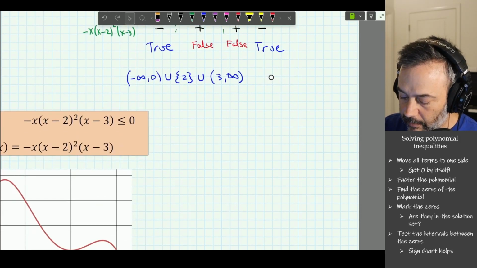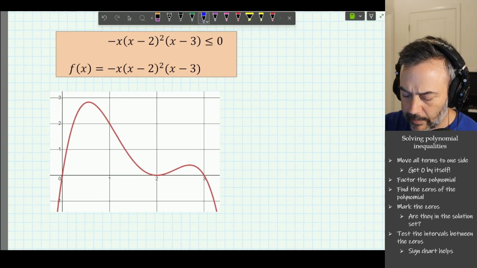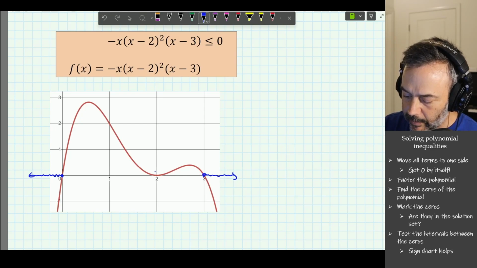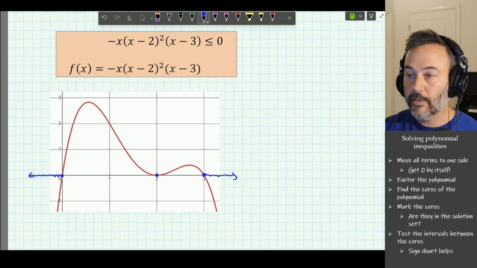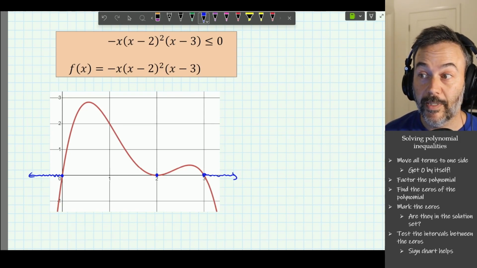And if we look at the graph, we can see what's happening. The graph is negative everywhere over here, and it's 0 at 0. The graph is negative everywhere over here, and it's 0 at 3, and it just touches the x-axis and turns back. So to the right of 2 and to the left of 2, it's positive, but at 2, it's 0.